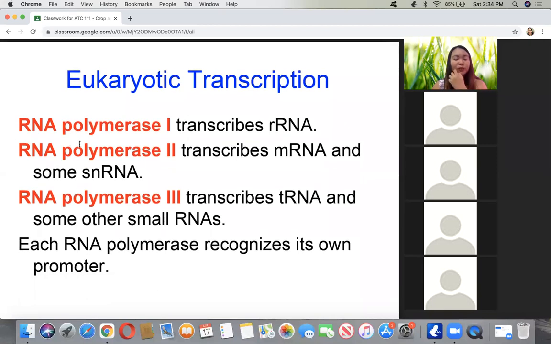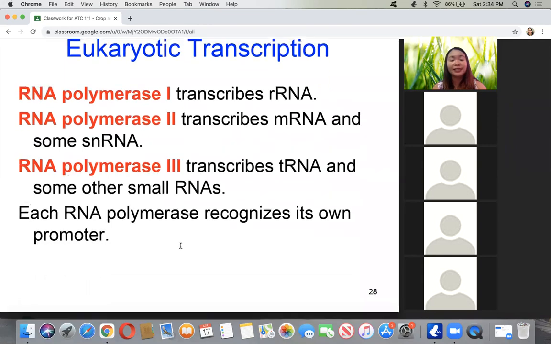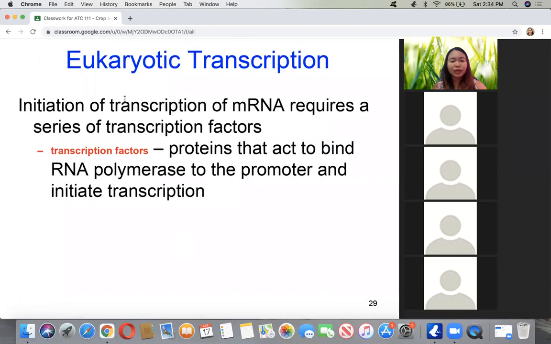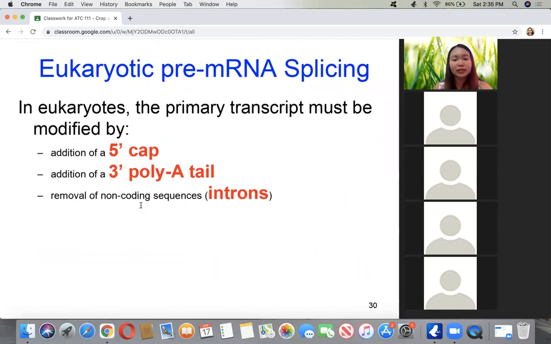So, eukaryotic transcription will involve RNA polymerase 1, 2, and 3, wherein they transcribe RNA and some snRNA and other small RNAs. And each RNA polymerase recognizes its own promoter. In eukaryotic transcription, initiation of transcription of mRNA requires a series of transcription factors. These are proteins that act to bind the RNA polymerase to the promoter and initiate transcription.